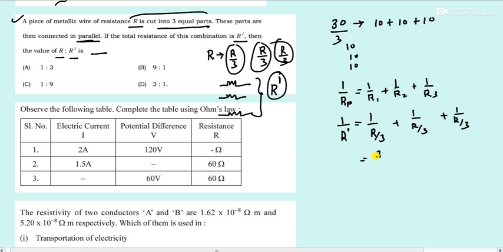Now 3 goes to the numerator, this becomes 3 by R, again this is 3 by R, and again this is 3 by R.